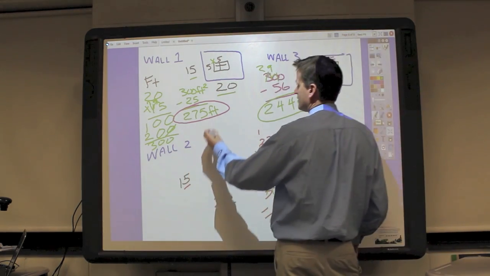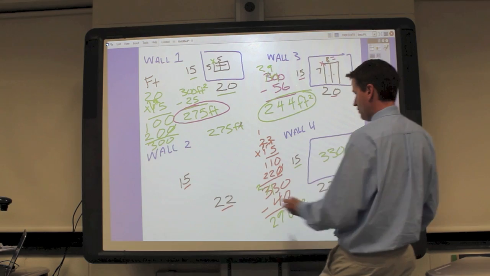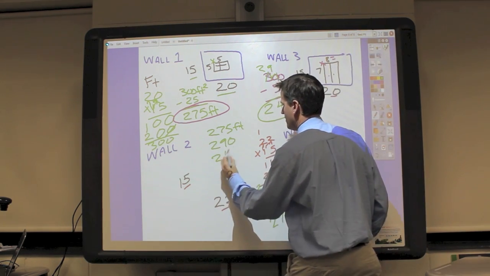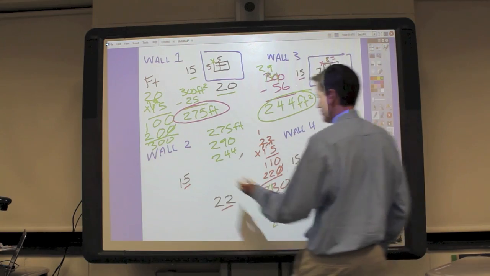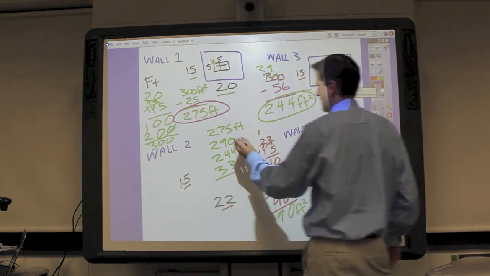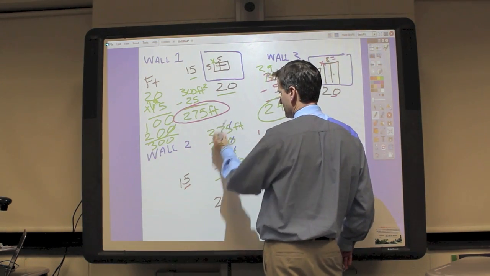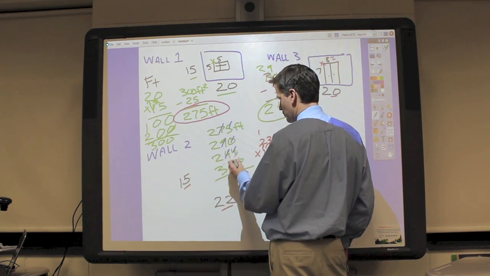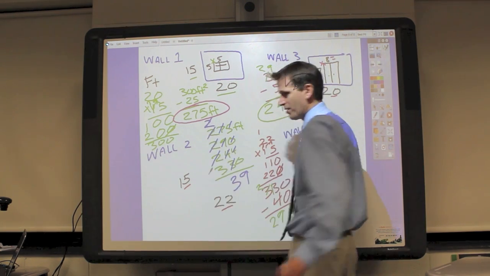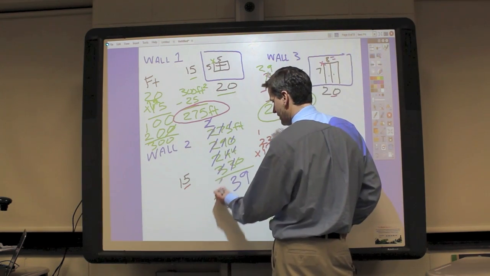Wall number 1 was 275. Wall number 2 was 290. Wall number 3 was 244. Wall number 4 was 330. And you just add these straight down. So if I had 5 plus 0 is 5, plus 4 is 9, 7 plus 9 is 16, plus 4 is 20, plus 3 is 23, and I have 1, 2, 3, 4 twos, which is 8, right? And then 8 plus 3 is 11.